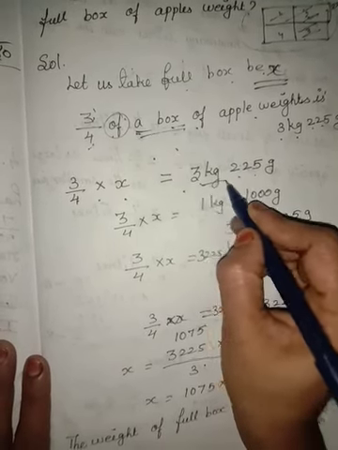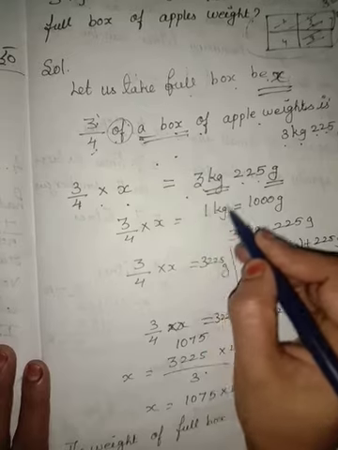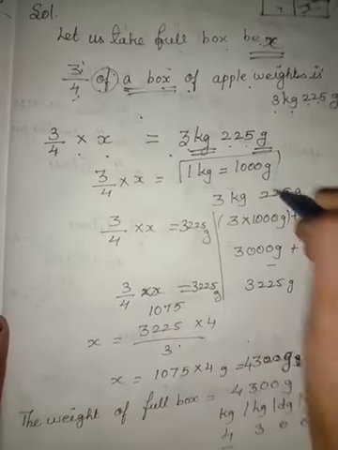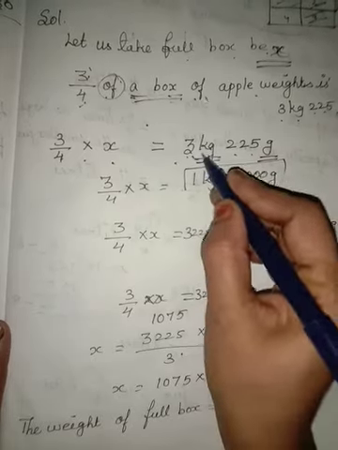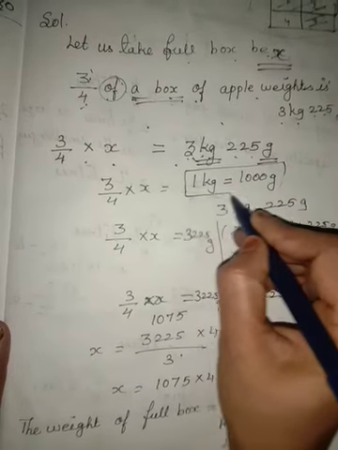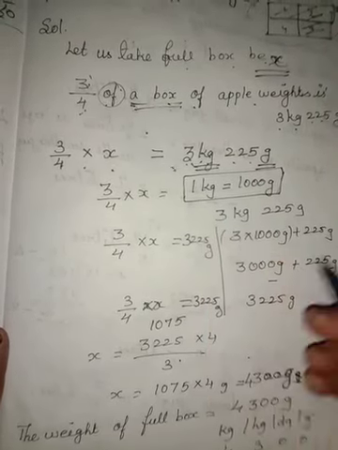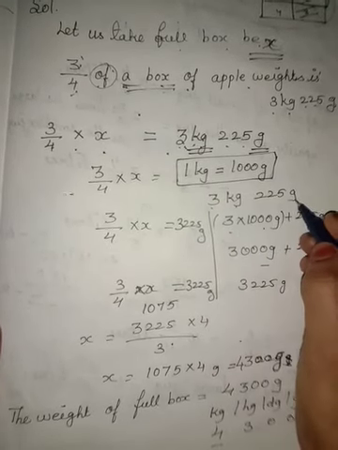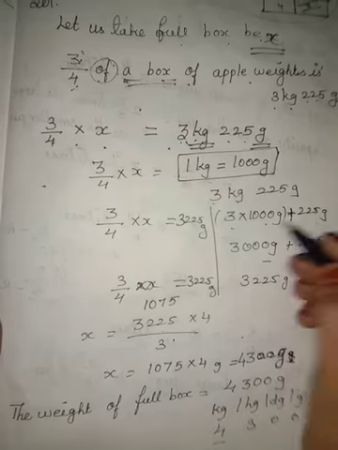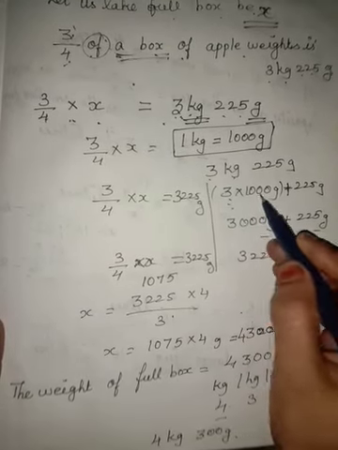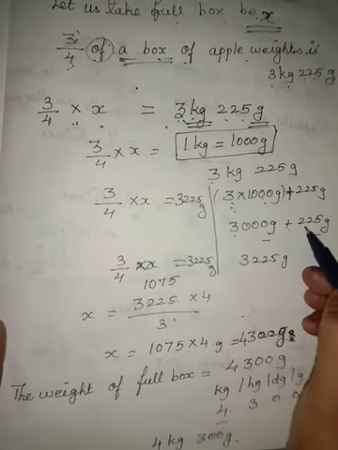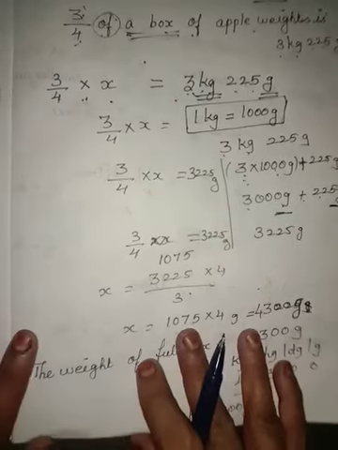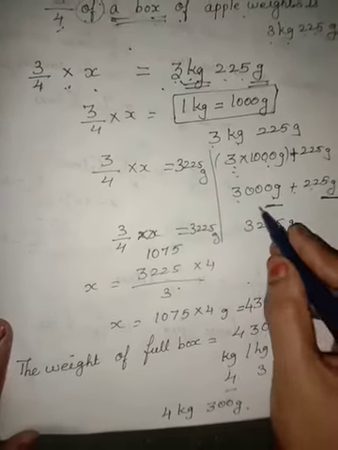So here we have different units. We should make them like units. What is the 3 kilogram? Kilogram into gram. So 1 kilogram is equal to 1000 gram. So 3 kilograms equal to 3 into 1000 gram. The 225 is already given in gram, so we are adding it. So 3 into 1000, 3000 plus 225 gram. Now see, both are the same unit.